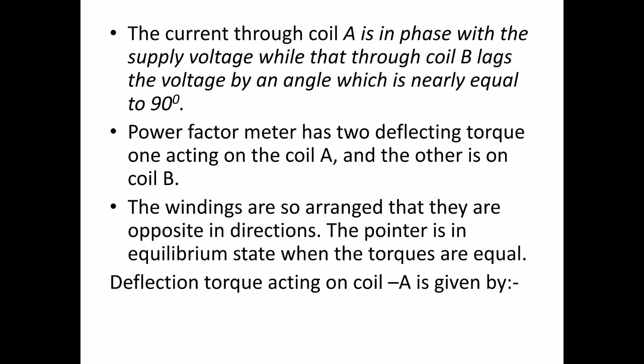Now, as I told you, because we have two different coils, definitely both the coils will produce their own deflection torque as an output. So the deflection torque acting on coil A is given by TA equals K, which is a constant of proportionality, into V into I into M max cos phi into sin theta. Let that be equation number 1.